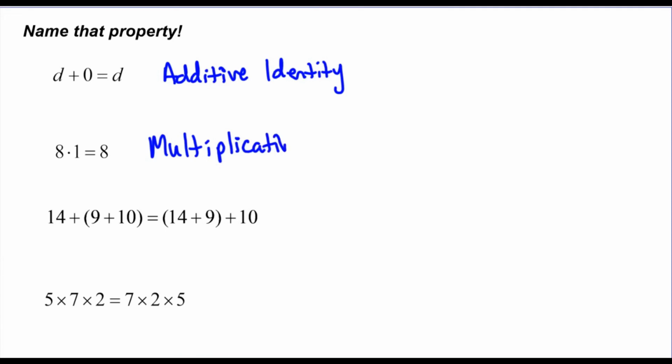Multiplicative identity property. Next one, 4 plus 9 plus 10 equals 4 plus 9 plus 10, with different groupings. The only thing that is different on each side of this equation is simply how the numbers are grouped. They are not rearranged at all. They are in the same order. We just changed what numbers were grouped together. So this is the associative property.